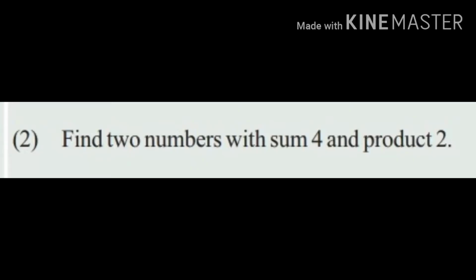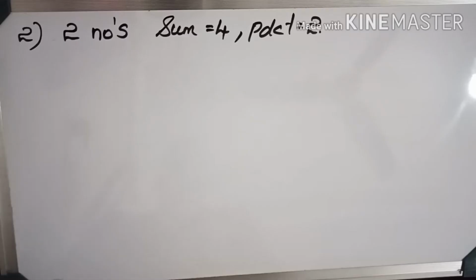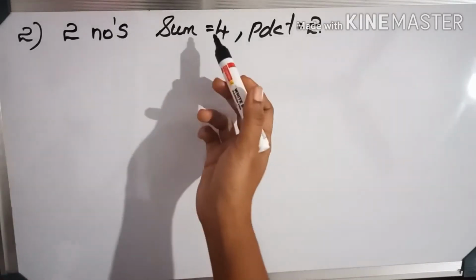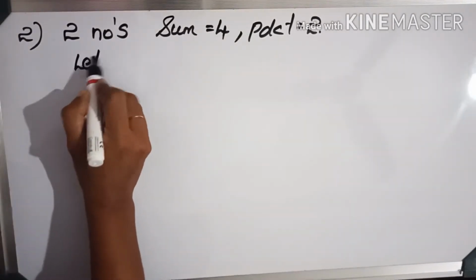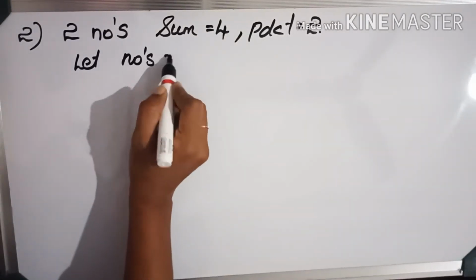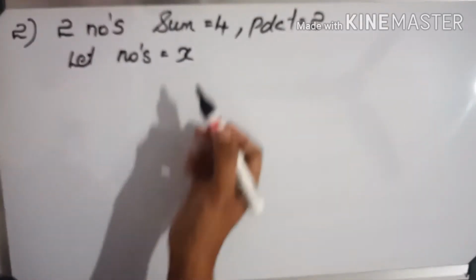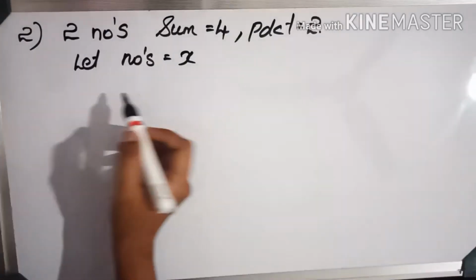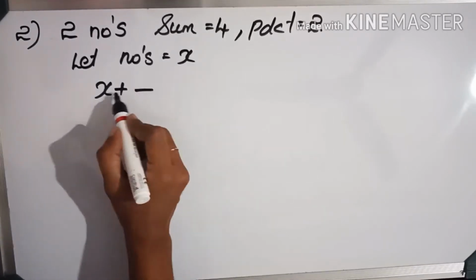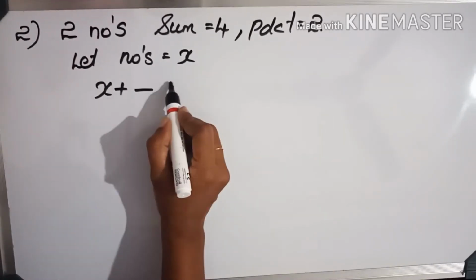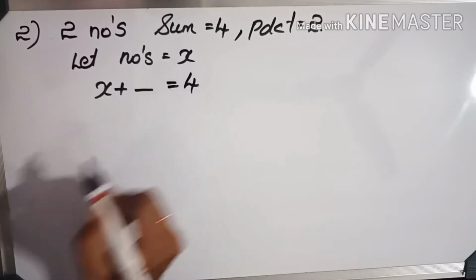Next is question number 2. Find two numbers with sum 4 and product 2. Here we need to find two numbers with the sum 4 and product as 2. So let's consider the first number as x. And we know the sum equals 4. So first number plus second number, we don't know that number, but when we add these two numbers, we will get the answer as 4.